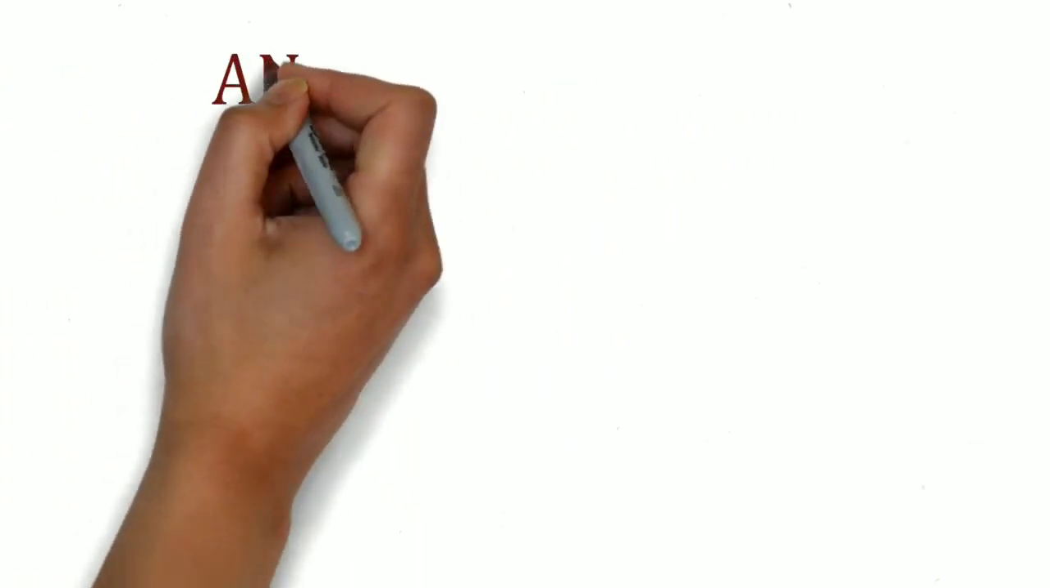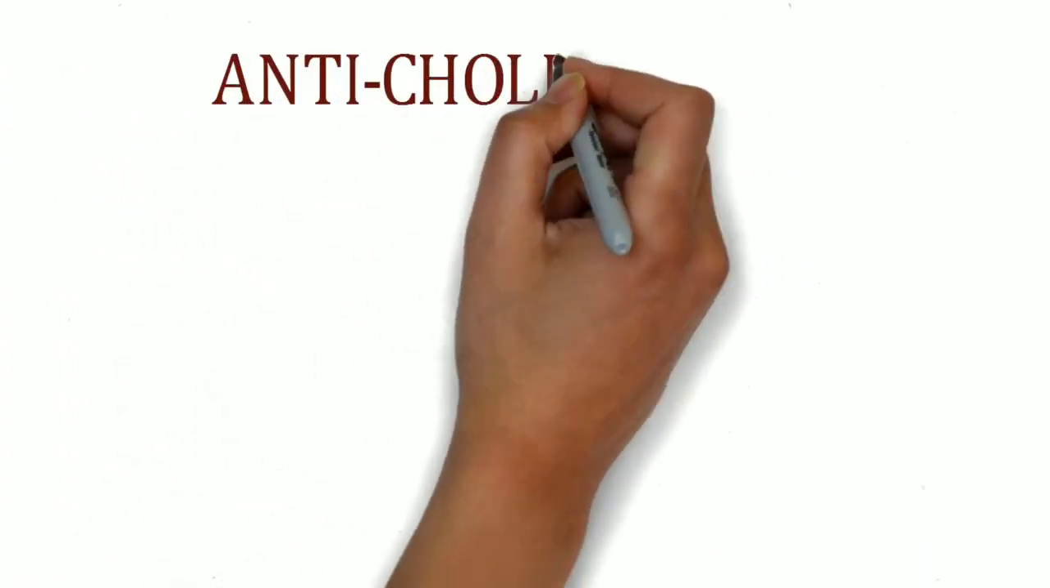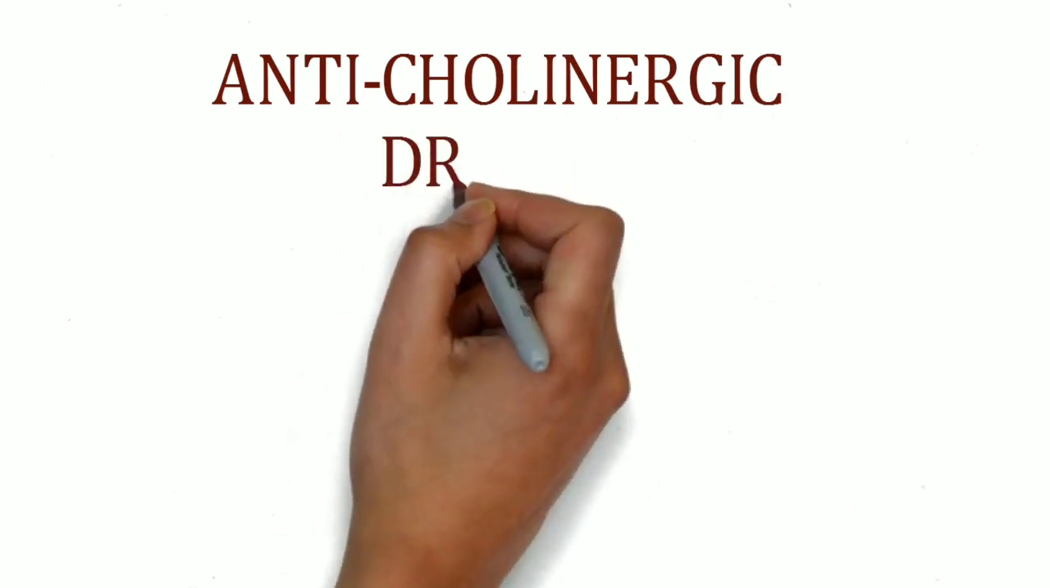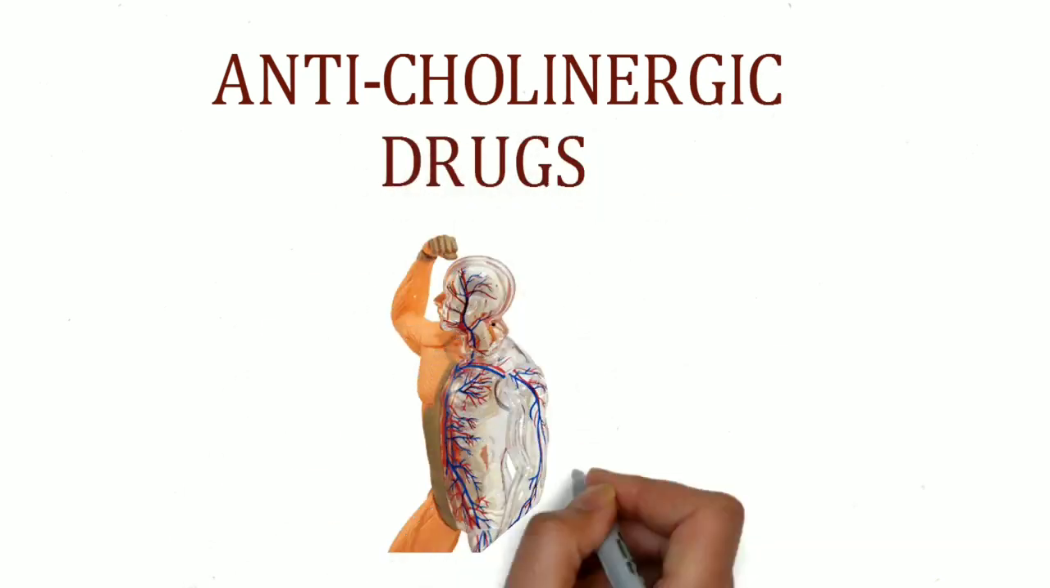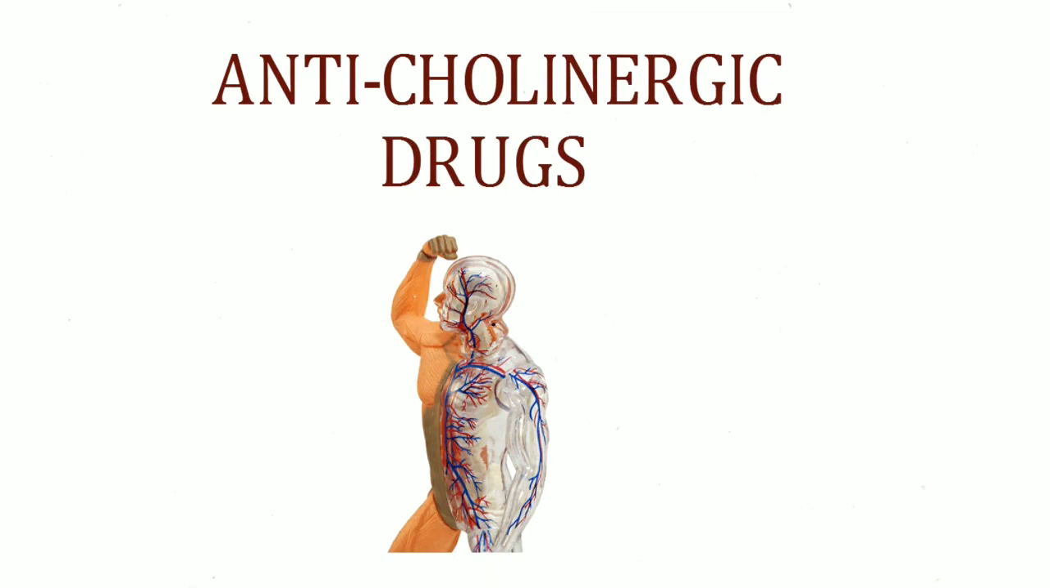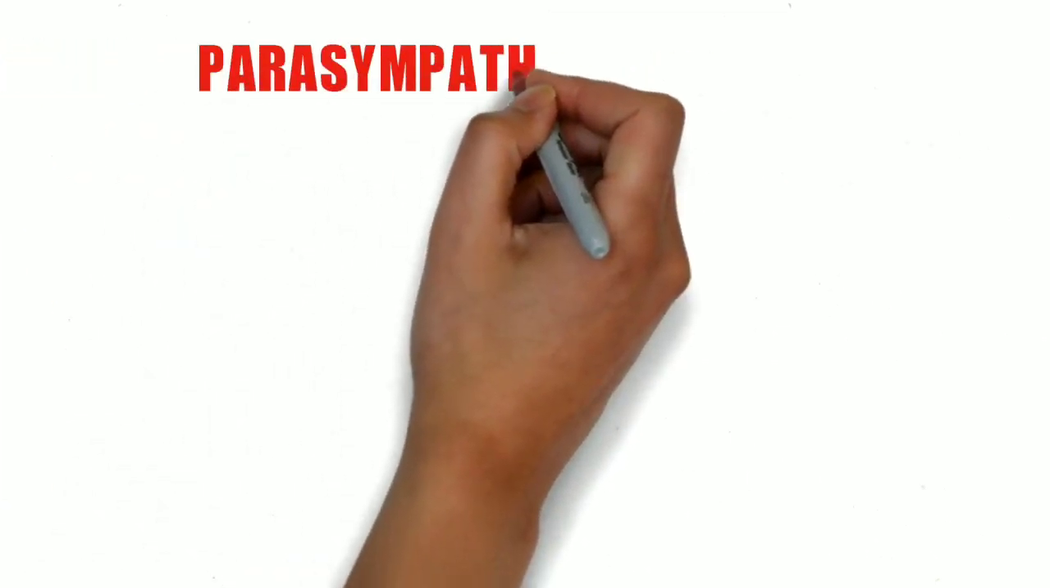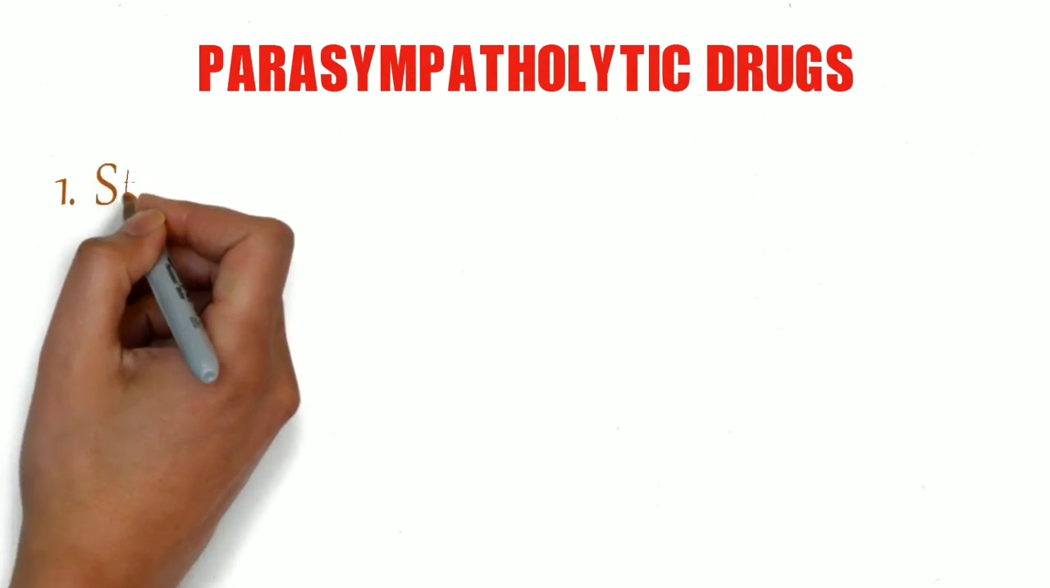In today's lecture we will discuss anticholinergic drugs, which are also known as parasympatholytic drugs. In our last lecture we discussed cholinergic drugs, which are also known as parasympathomimetic drugs. So parasympatholytic drugs, we will discuss organ by organ. We will start with the stomach.